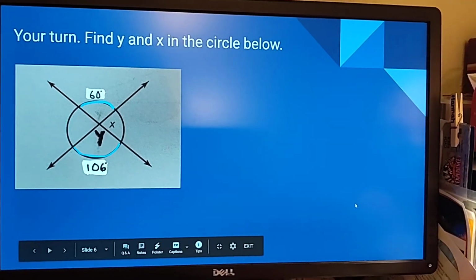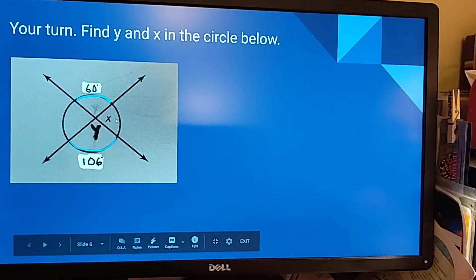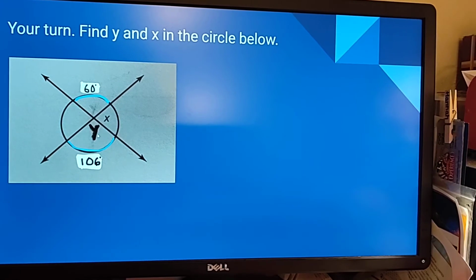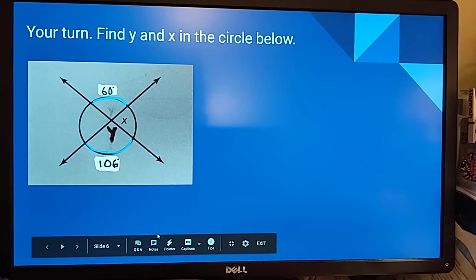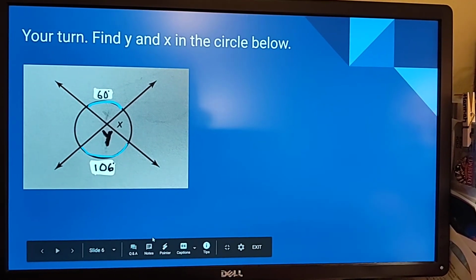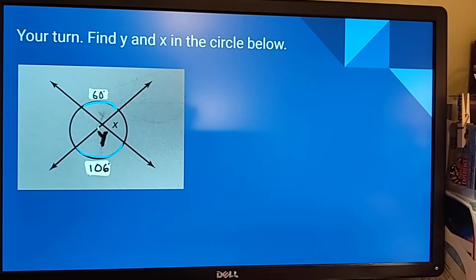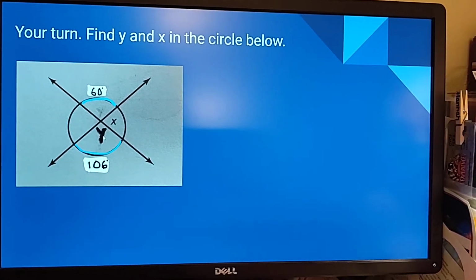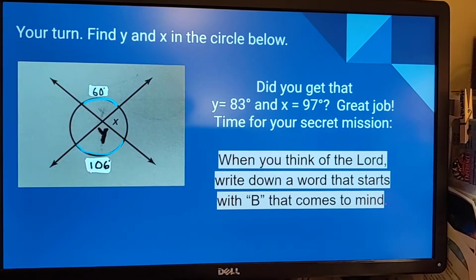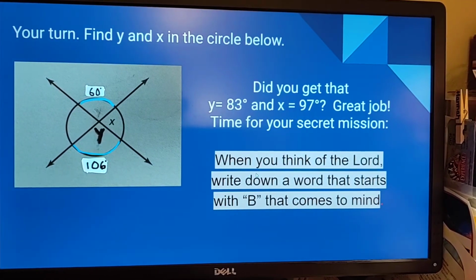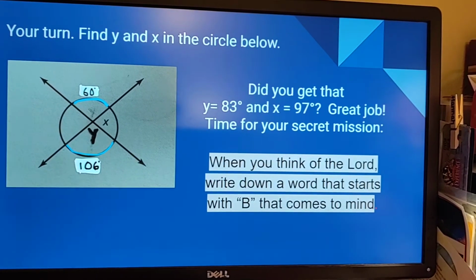All right, your turn. I would like you to find both Y and X in the circle below. Now again, you can't really find X until you find Y. So go ahead and find Y first. Pause the video, take a second to do that. All right, I'm hoping you added 106 and 60, got that answer, divided by 2, which would have given you Y. Once you had that answer, 180 minus that will give you X. You should have gotten 83 degrees for Y and 97 degrees for X.